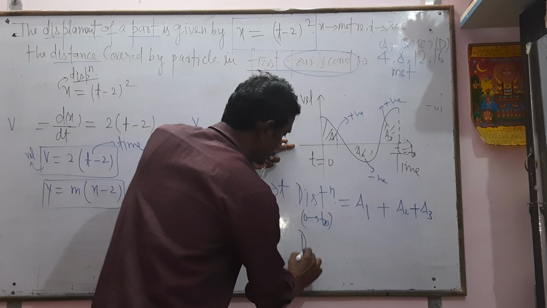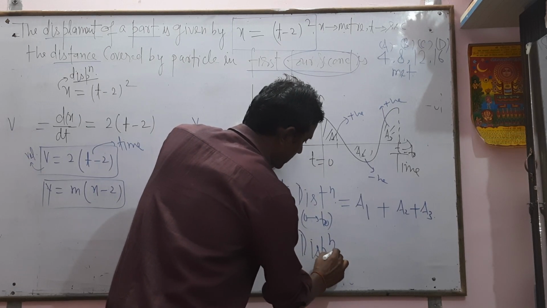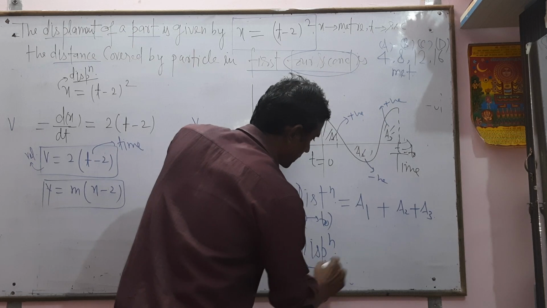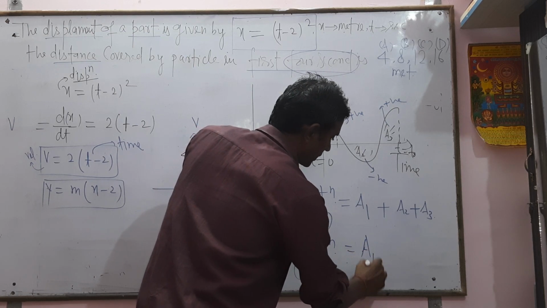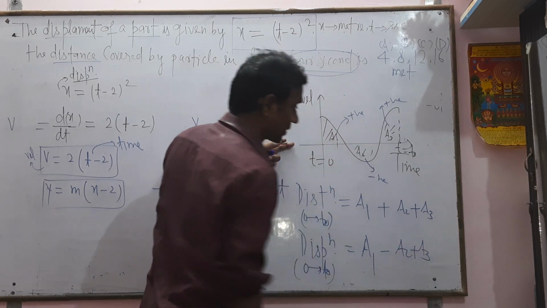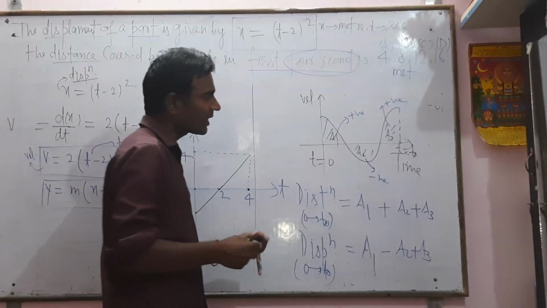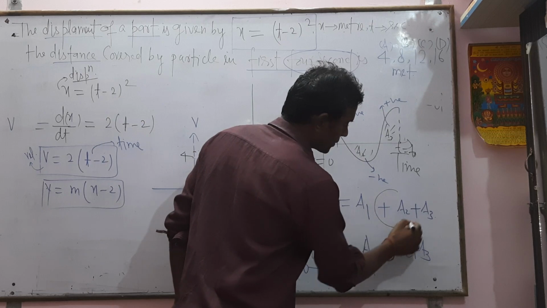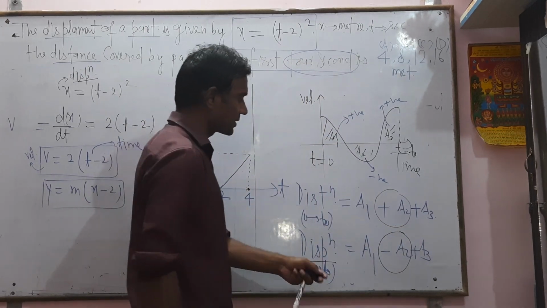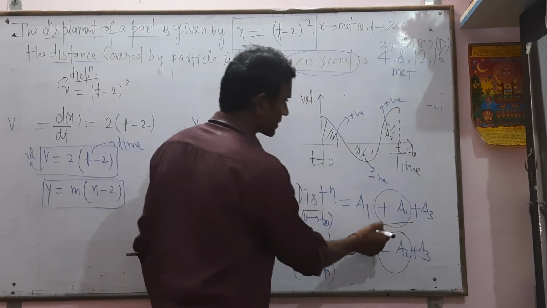But for the displacement from 0 to t naught, it equals a1 minus a2 plus a3. That is the important point. For displacement it is minus a2, for distance it is plus a2.